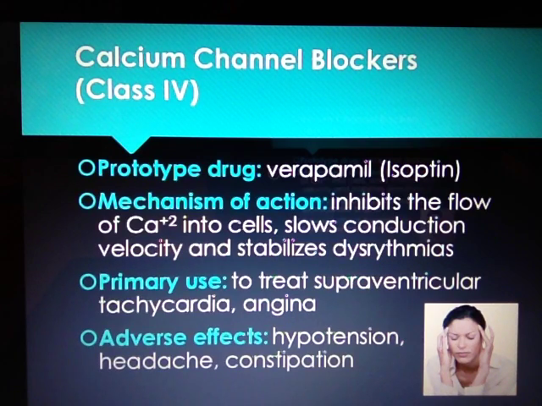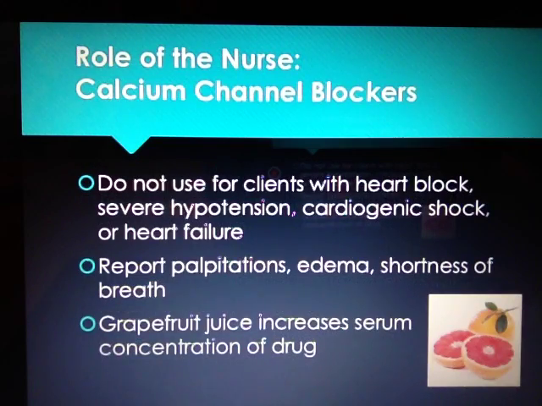Supraventricular tachycardia can cause someone to have a heart rate upwards of 200 beats per minute. So this is a medical emergency. They do not feel well. We need to get that heart rate down because that blood is just pooling. The myocardium is not able to properly pump all of the blood out of the heart. So we want to treat that as soon as we can. Adverse effects are hypotension, headache, and constipation.